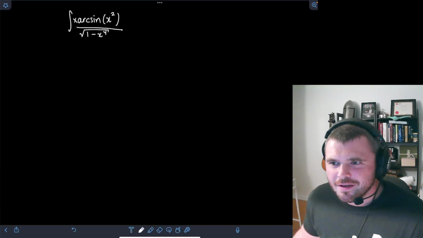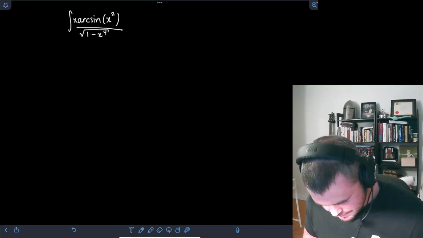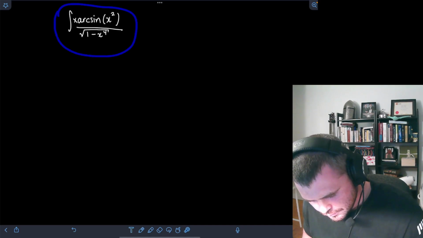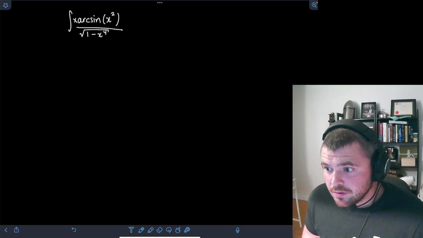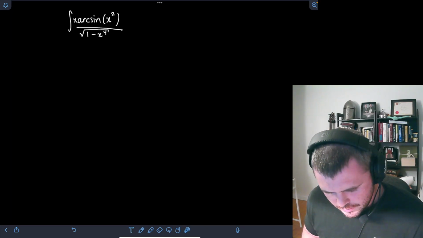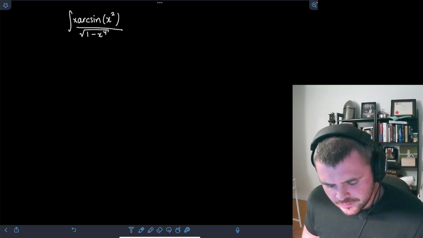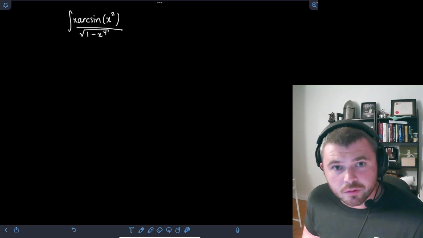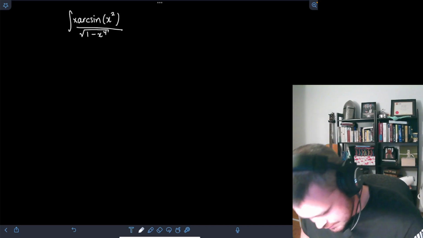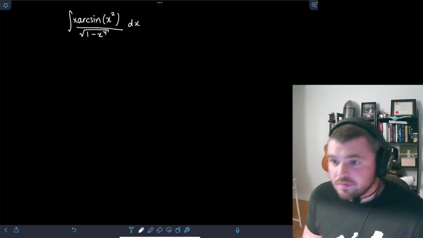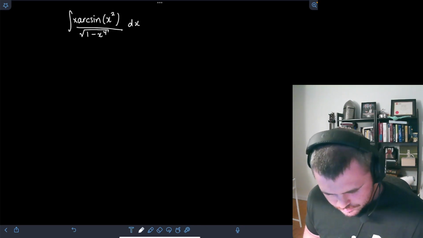Hello everyone. Today we'll be looking at this integral here, which has many different types of terms. So the integral is x times arc sine of x squared all over the square root of 1 minus x to the fourth power. And of course, the integral is with respect to x.